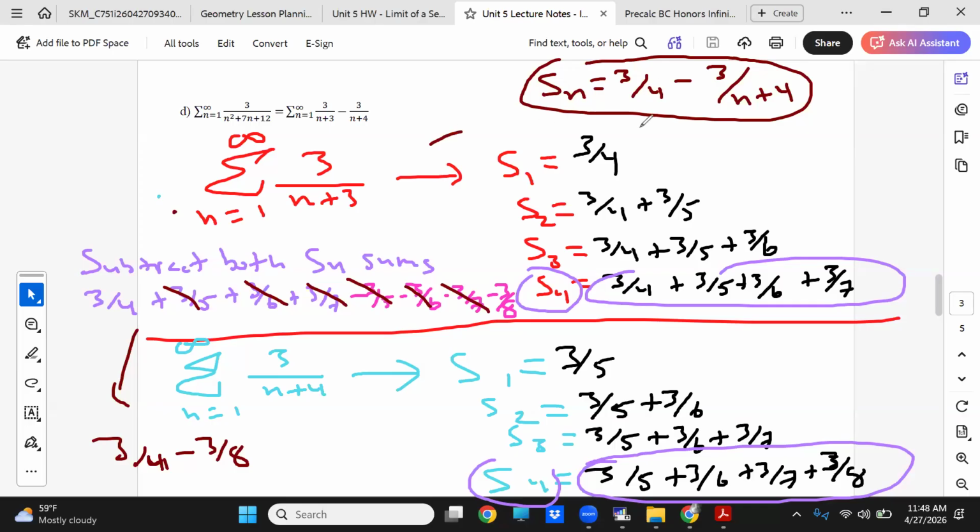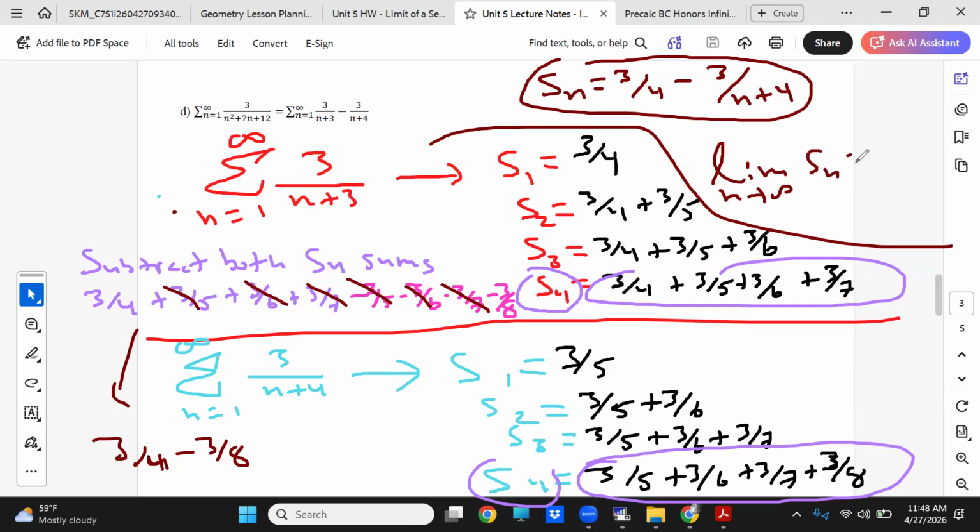So if I take the limit as n approaches infinity of s sub n, that's 3/4 minus 0. You get 3/4. Does this converge? Yes, it does. So the series that we see there will converge. Again, it's not about the term, it's all about the sum. So you have to be careful here. This is a sum, not a term. We're adding things up now.